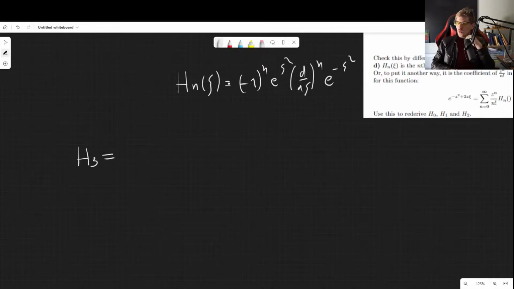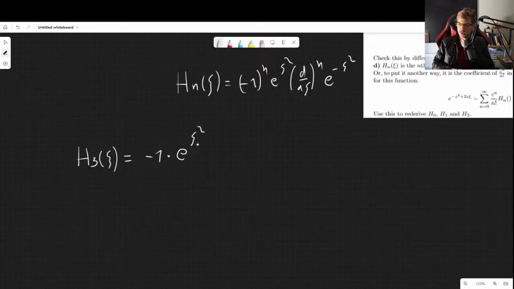and notice that what we're going to do here is find H_3 without having to know anything else, right? We don't have to use any sort of recursive formula. This is going to be extremely powerful. So let's just plug in n equals 3. So we get (-1) to the third power, which is -1, times e to the xi squared.